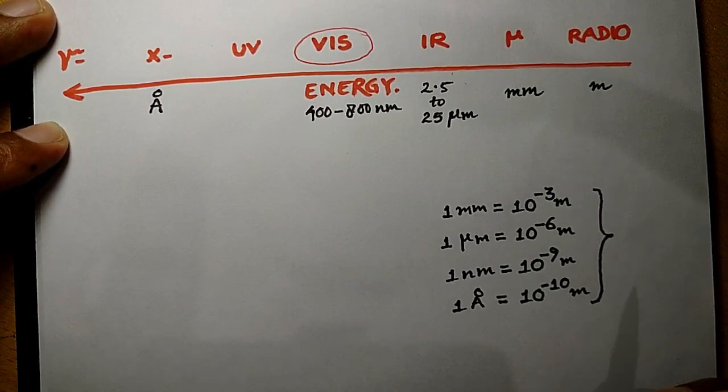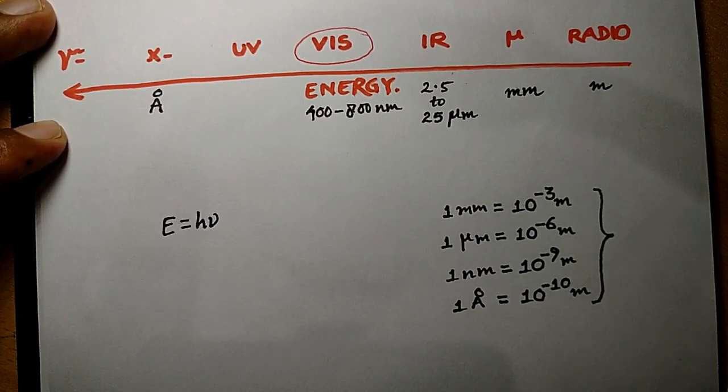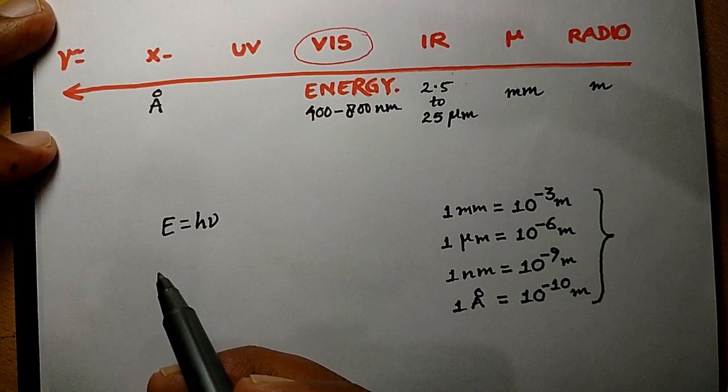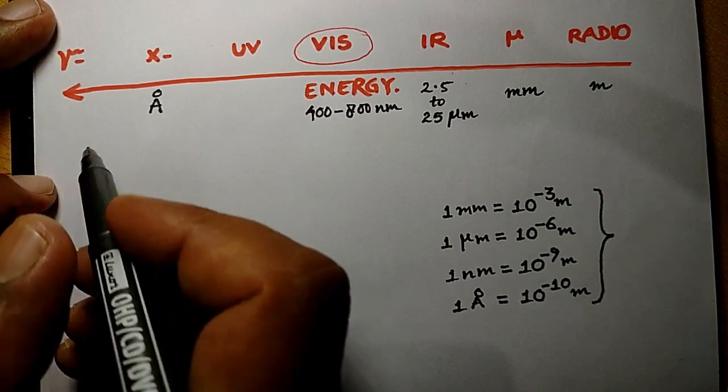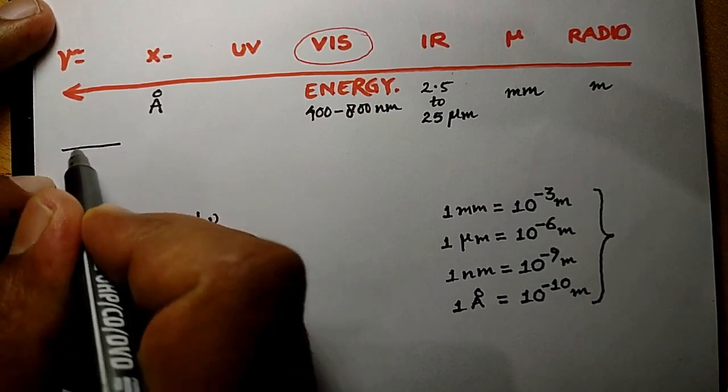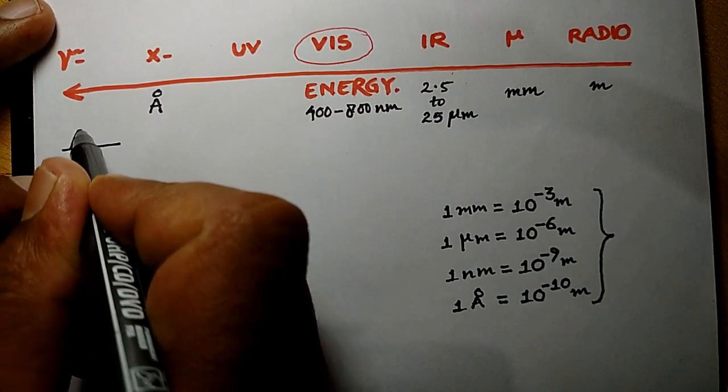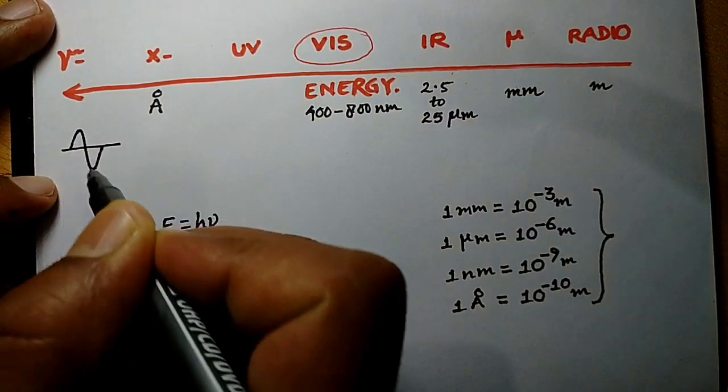Let us also put the conversion factors for different units mentioned here. 1 millimeter is equal to 10^-3 meter, 1 micrometer is equal to 10^-6 meter, 1 nanometer is 10^-9 meter, and 1 angstrom is equal to 10^-10 meter. So now it is clear that the photons of a given wavelength of a particular electromagnetic radiation carry discrete amount of energy defined by the equation E = hν.